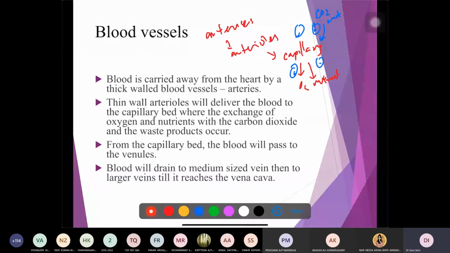So capillaries need to be very, very thin wall. In fact, it has only a single layer of endothelium to the capillaries, okay? And capillary, usually you will see depicted like a bed, so you have a network of the capillary, and then from the capillary bed you will drain into venules, okay, and then venules into veins. Okay, so you have a medium-sized vein, and it will become larger to eventually become either of the vena cava, either the superior or inferior.